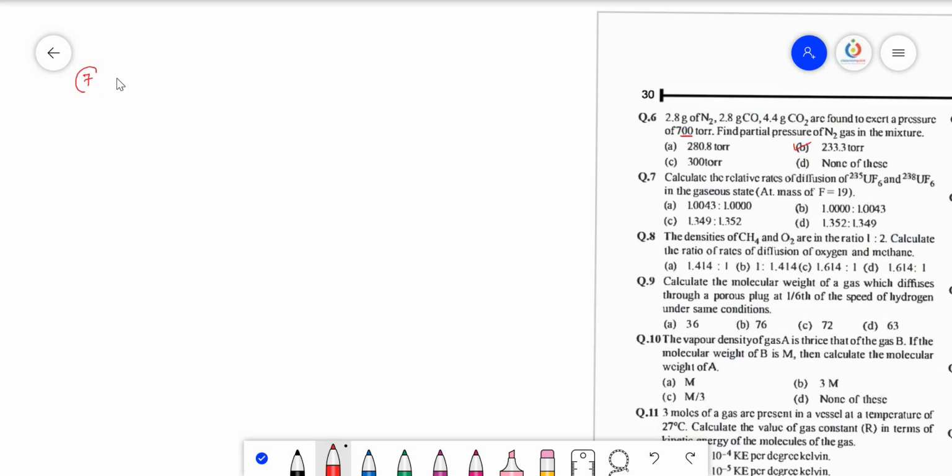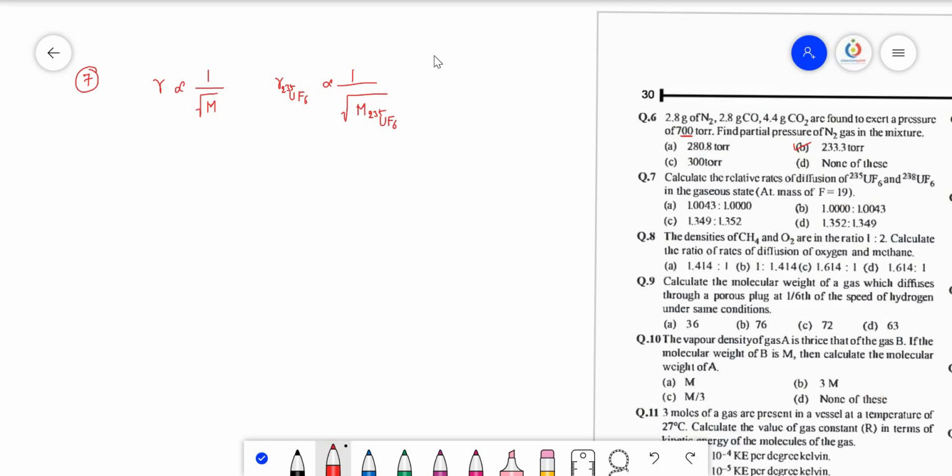Question number 7. Calculate the relative rates of diffusion of uranium 235 hexafluoride and uranium 238 hexafluoride in the gaseous state. Atomic mass of fluorine is also given, that is 19. We know that rate of diffusion of any gas is inversely proportional to the square root of its molecular mass. So, the rate of diffusion of uranium hexafluoride 235 is inversely proportional to the square root of the molecular mass of uranium hexafluoride 235.